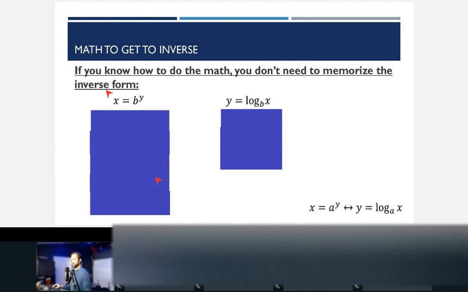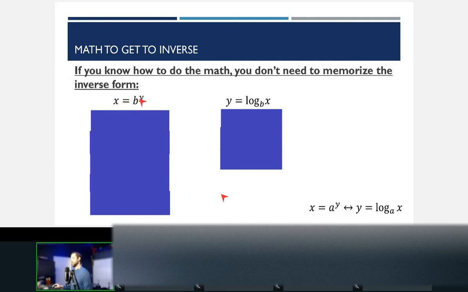All right, so let's do the math. And again, like it says here, if you know how to do the math, you don't need to memorize the inverse form. All right, everyone ready? Guys, I really hope you're paying attention here because this is going to feel like doing math for the first time. You're going to learn new operations here.